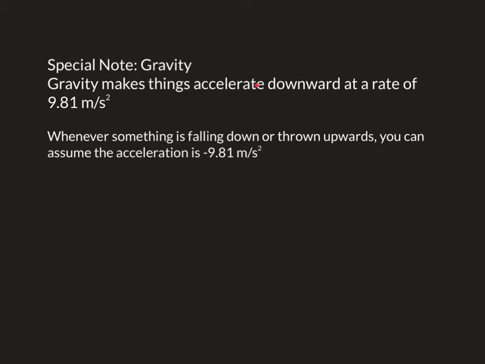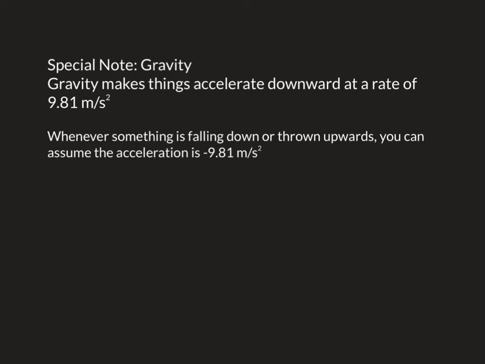Now, because it pulls things downward, it's important that when you're using this number, when we're doing problems, you put a negative symbol in front of it when you're actually doing the math, okay? So keep that in mind. Acceleration is a vector quantity, which means if something is falling down, that number needs to be negative, otherwise it's going to throw off our units.